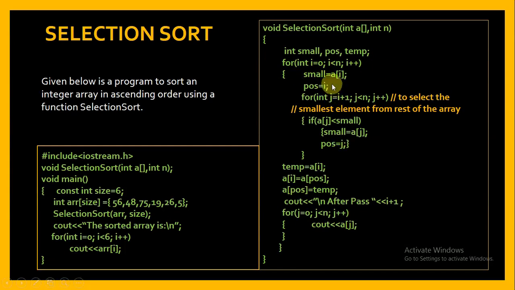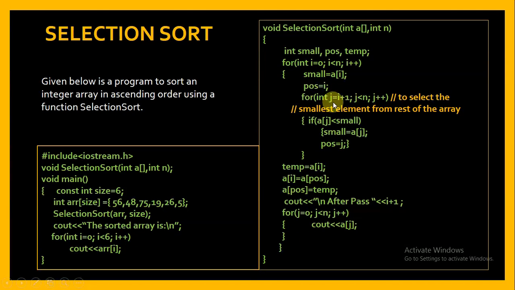Now there are two loops to perform this operation. In the first loop, we will go to each and every element of the array, and the second loop is used to search the smallest element from the rest of the array. Now in the first loop, we will first store the value of the first element of the array in the variable small and its position in the variable pos.